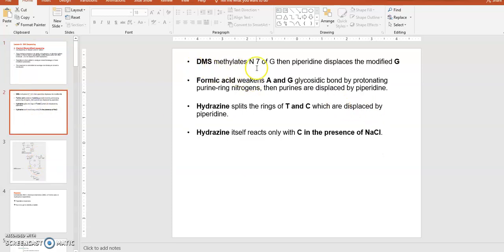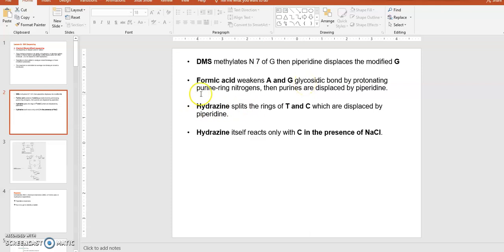So DMS, this chemical, is a very nasty chemical that can methylate the base structure of G, the guanine base, and then formic acid can also modify the structure of A and G bases. So DMS and formic acid will target G or A and G.